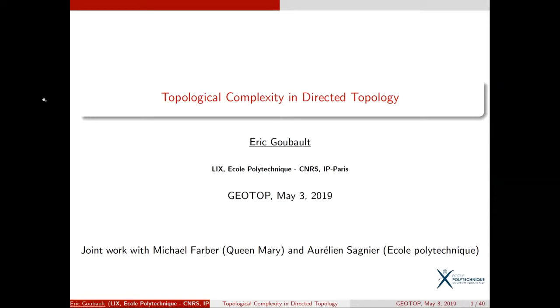So I'm going to talk about some recent work with Michael Farber and Aurélien Sagnier about complexity in topology, and more precisely, topological complexity in directed topology. So there's already some classical work on topological complexity in classical topology. I'm going to recap briefly. I'll show some of the motivations of the work and why we wanted to generalize this to a directed framework.